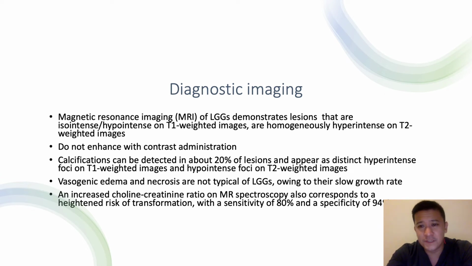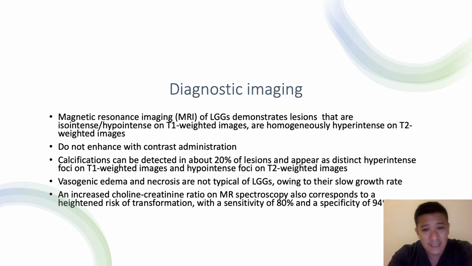So low-grade gliomas, if they have calcifications, it's only about 20%. Vasogenic edema and necrosis, again, are not typical of low-grade gliomas. Significant edema is usually associated with a higher grade, such as anaplastic glioma or glioblastoma multiforme. There's also an increase in the choline to creatinine ratio on MRS, which corresponds to a heightened risk. So if you have a high choline spike, that means you just have high cellular turnover.